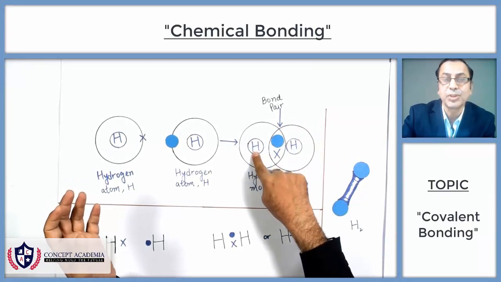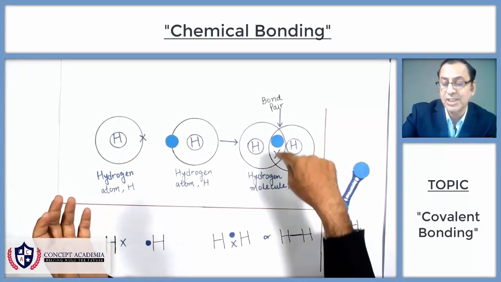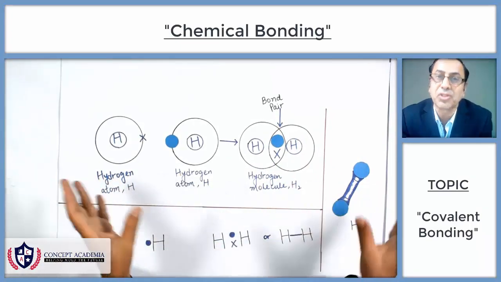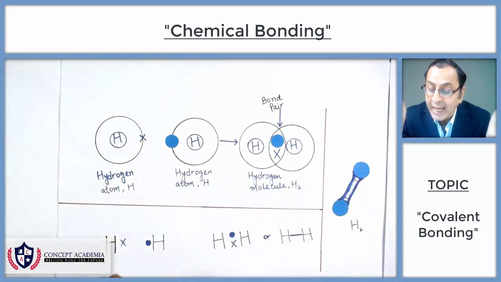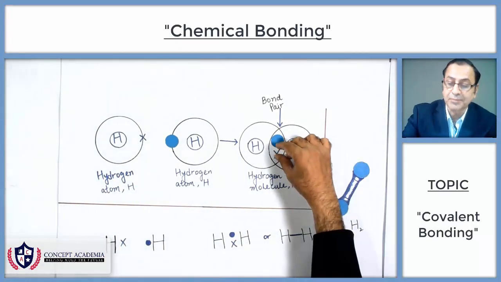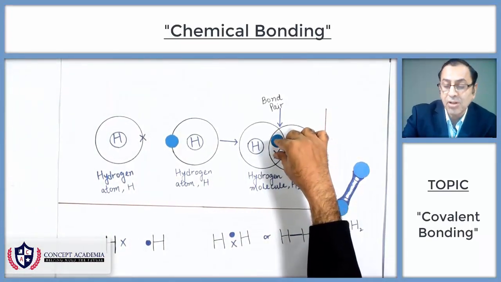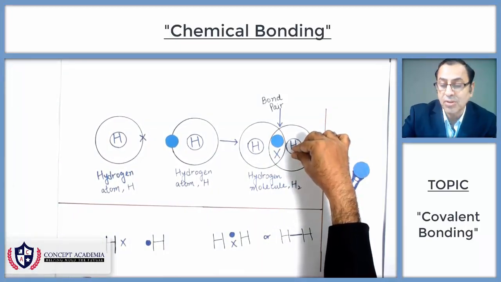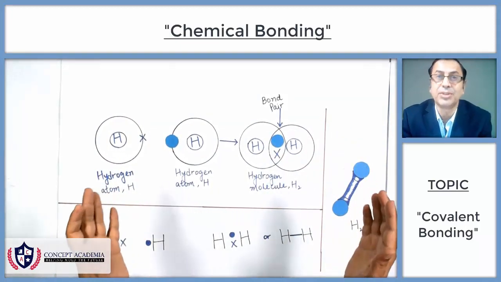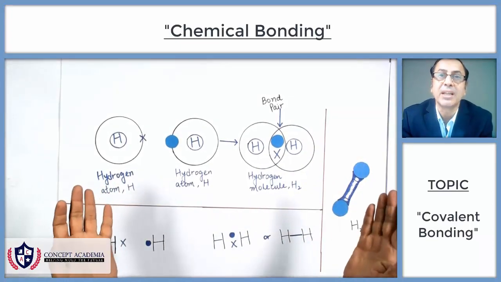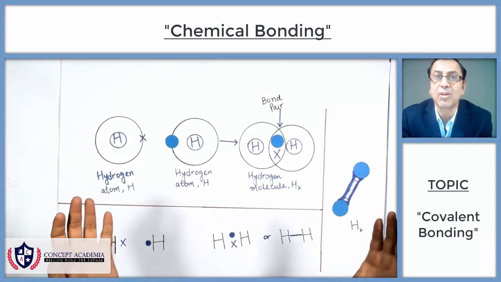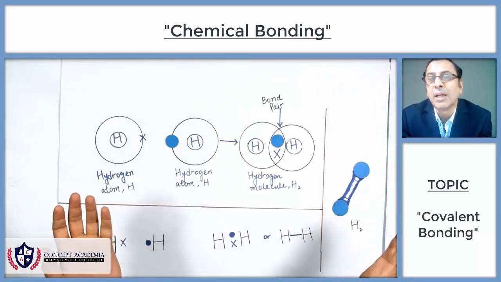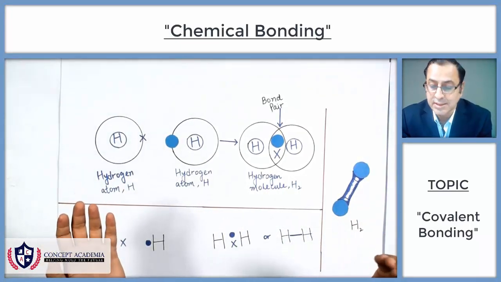I mean, this hydrogen has 2 electrons, and this hydrogen has 2 electrons, so the shared electrons are counted for both of the hydrogens. In this way, each hydrogen has got 2 electrons. Each hydrogen has completed its duplet, having the last shell electronic configuration like the noble gas helium, and has got stability.